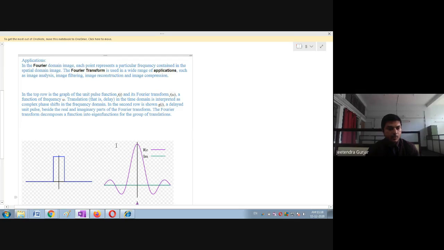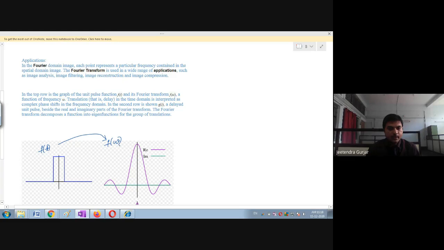You can see the row in the graph of the unit pulse function. This is a unit pulse function, students. We can take this as f of t, and its transformation is going to transform this to this. We are going to take this as F of omega, that is the function of frequency omega. Translation in the time domain is interpreted as the complex phase shifts in the frequency domain.